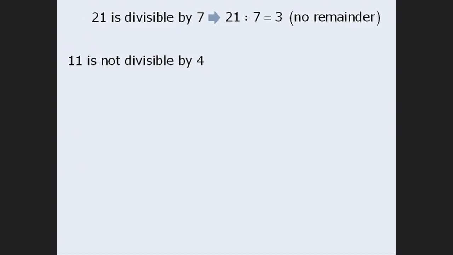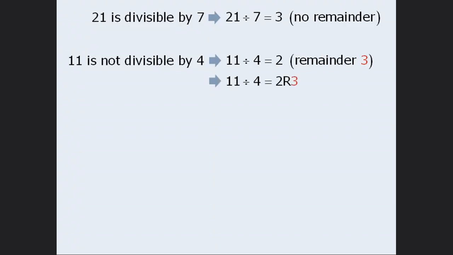For example, 11 is not divisible by 4. And notice that when we divide 11 by 4, we get 2 with remainder 3. In other words, 4 divides into 11 2 times with remainder 3. Now, there are various ways to denote remainders. In school, you may have expressed remainders this way, where the part after the r denotes the remainder.